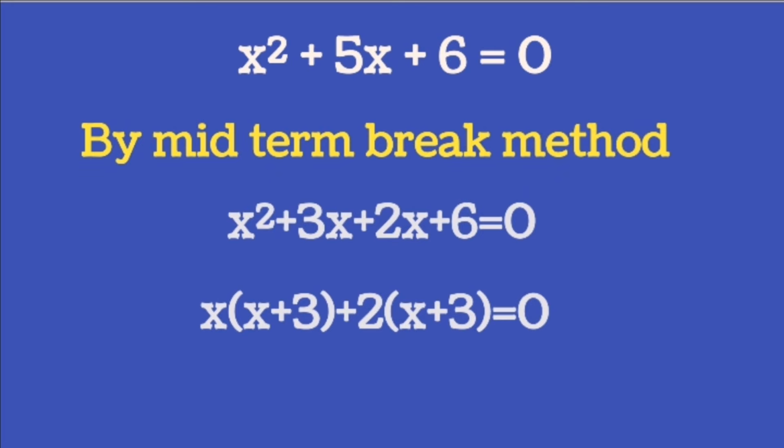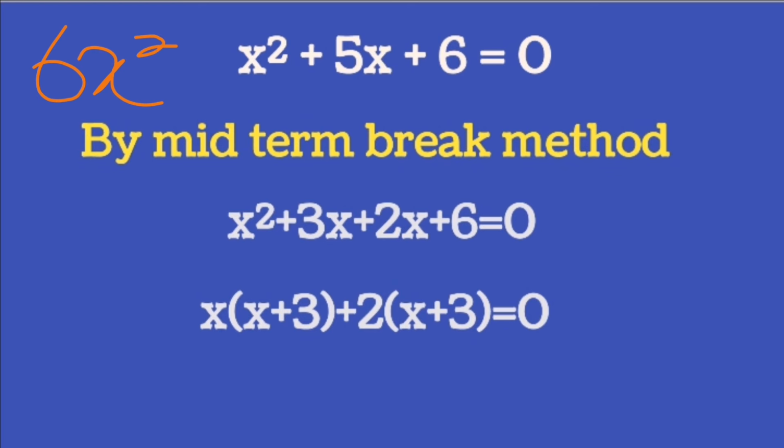We have to solve x square plus 5x plus 6 is equal to 0 with the help of mid-term break method or factorization. In this method, we have to multiply first term and last term. So the multiplication of first term and last term becomes 6x square.